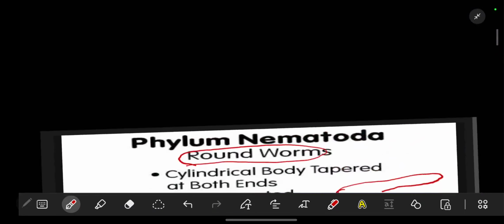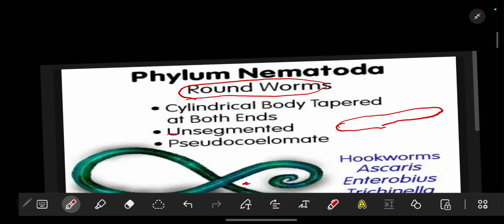Then the other characteristic that is here is that they are unsegmented. So unlike earthworms, these are unsegmented. Earthworms will have segments like that. But for the Phylum Nematoda, they are not segmented. They just appear as one structure like that. So there's nothing like the segments.